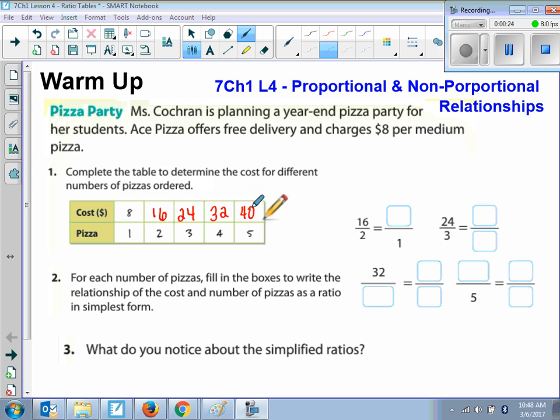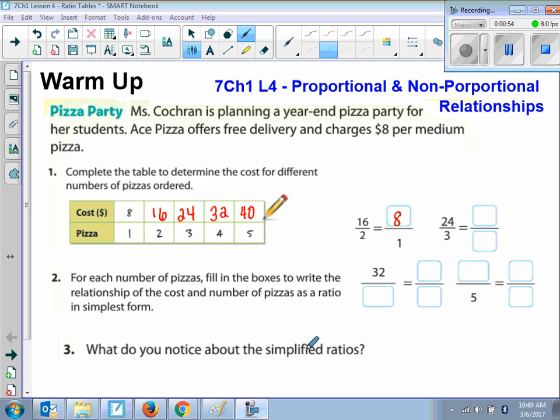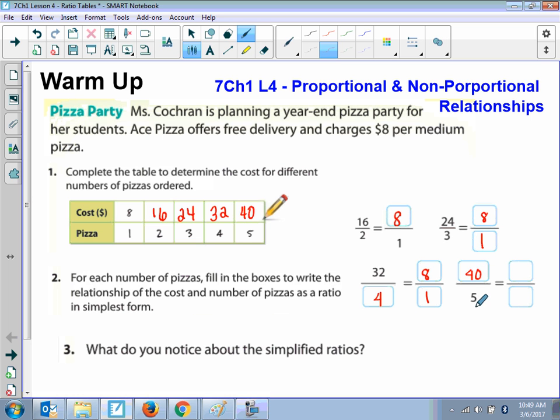All right, so here are the costs for the rest of the pizzas. So 16 for 2, 24 for 3, 32 for 4, and 40 for 5. Number 2 says for each number of pizzas, fill in the boxes to write the relationship of the cost and the number of pizzas as a ratio in simplest form. So for $16 for 2 pizzas, if I simplify this by dividing by 2, we're going to get what over what? 8 over 1. And $40 for 5 pizzas, that would be 8 to 1.